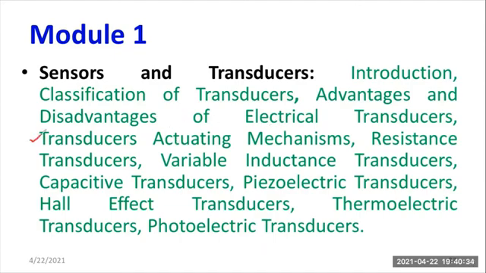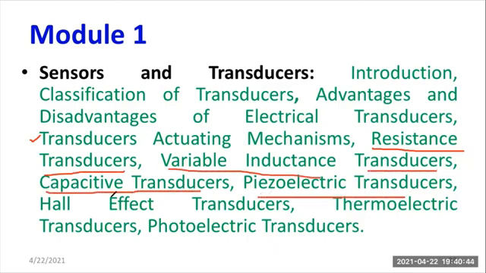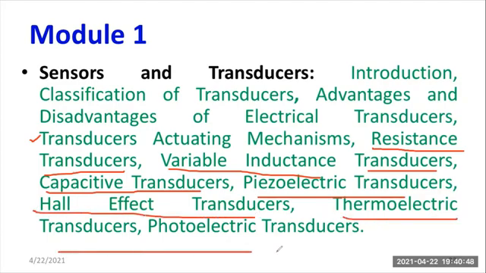Then the transducer actuating mechanism. Then different types of transducers such as resistance transducers, variable inductance transducers, capacitive transducers, piezoelectric transducers, Hall effect transducers, thermoelectric transducers, and finally photoelectric transducers. I will try to explain in an application oriented manner. So this is the first part of that particular course.